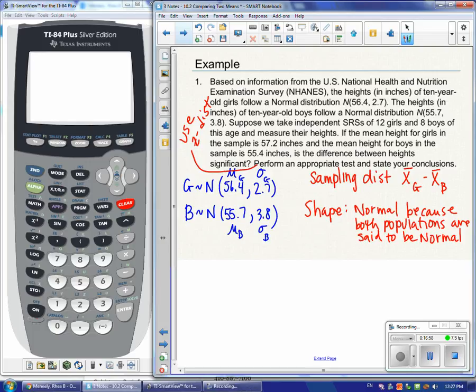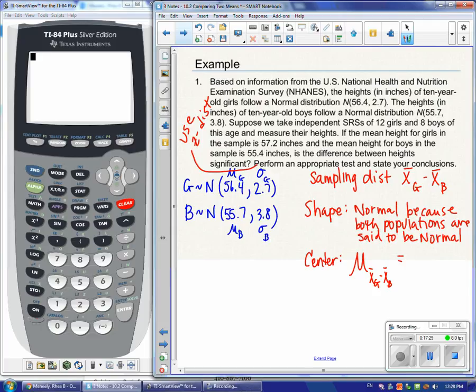Okay, the center of my distribution. Now I want to figure out the mean of X bar sub G minus X bar sub B. The reason that my subscripts have the X bars is because it's my samples that are going to vary. Every time I take a sample of girls and boys and subtract the means, I'm going to get a different value. And all those values are going to vary according to a normal distribution. The center of that distribution is simply going to be the difference in the means of my populations.